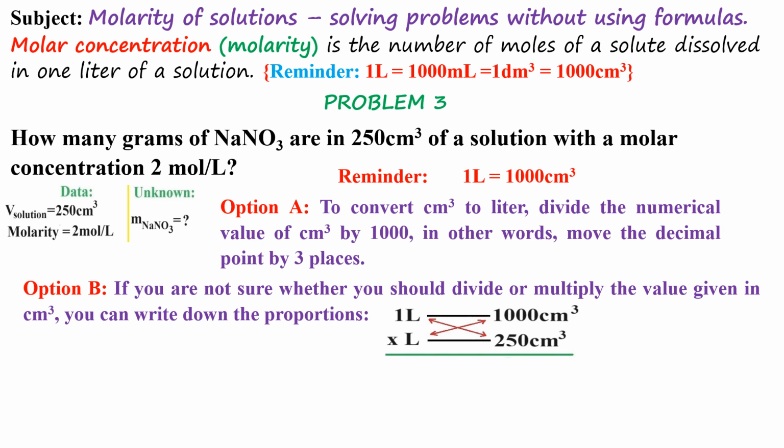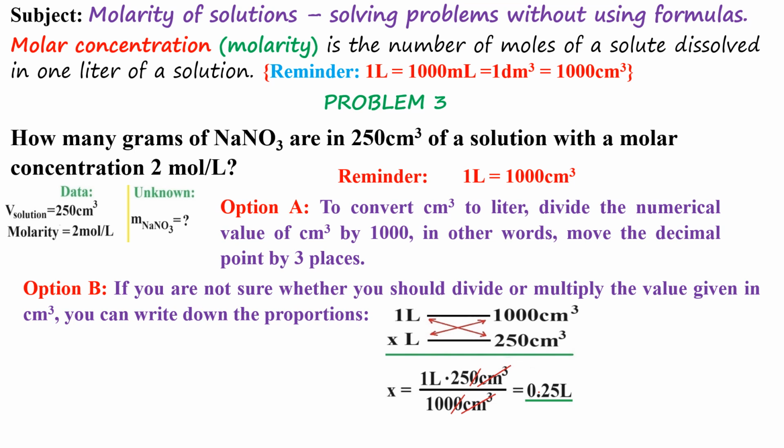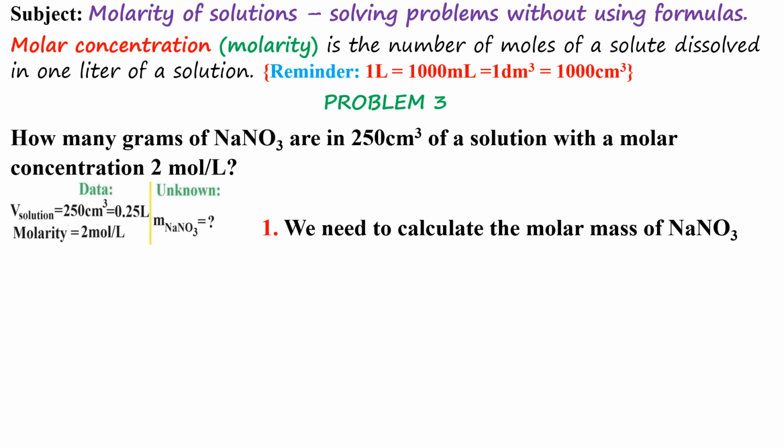Then X liters correspond to 250 cubic centimeters. So X equals 1 liter times 250 cubic centimeters divided by 1000 cubic centimeters. You can see that the cubic centimeters cancel out here and we get the result in liters. So 250 cubic centimeters equals 0.25 liter. Okay, let's get back to the problem.